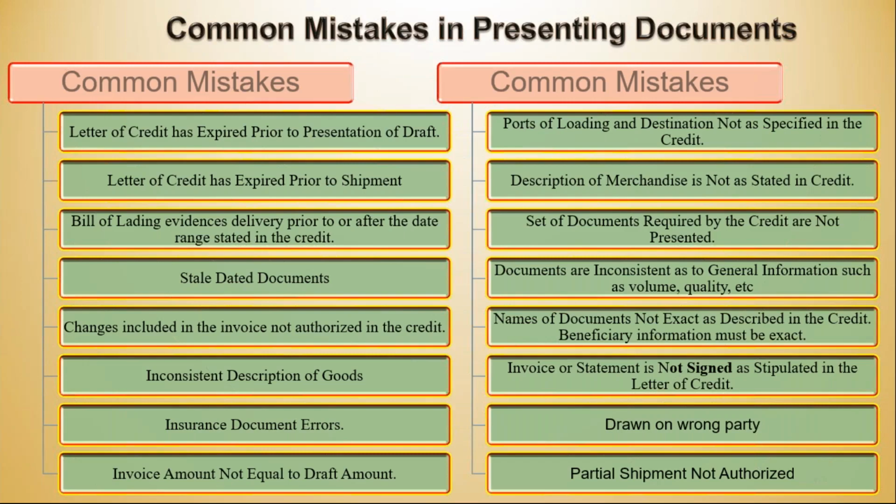And the set of documents required by the credit are not presented. If all the documents as per the LC terms are not presented, then there is a discrepancy. Documents are inconsistent with general information such as volume, quantity, etc. Of course, within the tolerances and other things which are allowed, it's okay. Otherwise, that also forms a discrepancy.